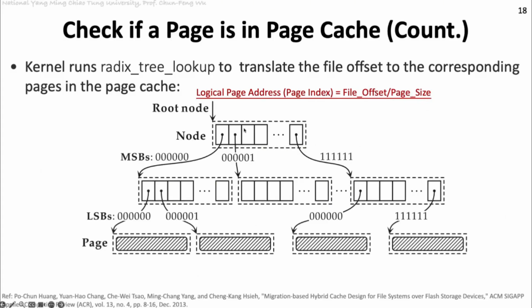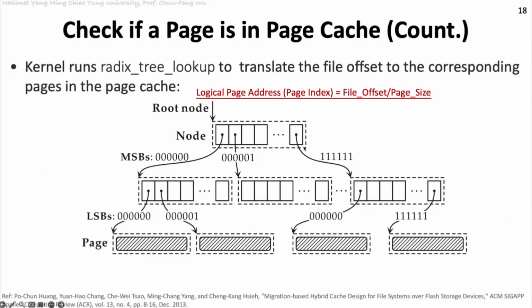Okay, so given this logical patch address, we can start to walk through the radix tree. The radix tree structure is like this. We start from the root. At the root, we'll first check a chunk of the bits. For example, if there are 4 bits, then we'll first check the first 4 bits.